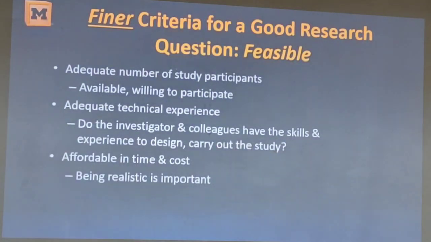Adequate number. That's why we use power to calculate the number of patients we need. Is there adequate technical support? Also, if you're going to have a lot of patients coming, do you have the technical support? Do you have pulmonary function testing? Do you have lab testing? You're going to be able to do all of that. So you always have to think about affordability and the budget that you're going to use.